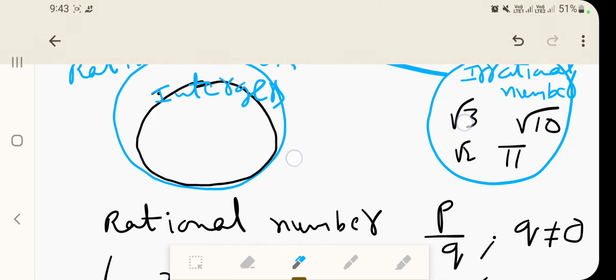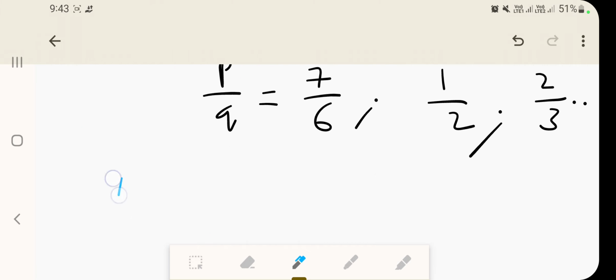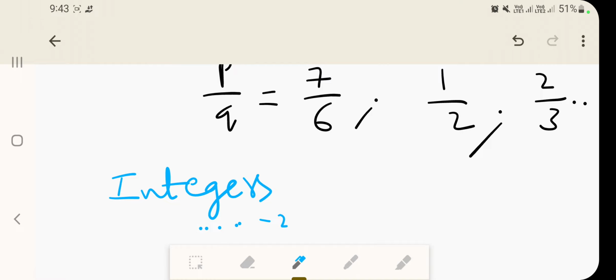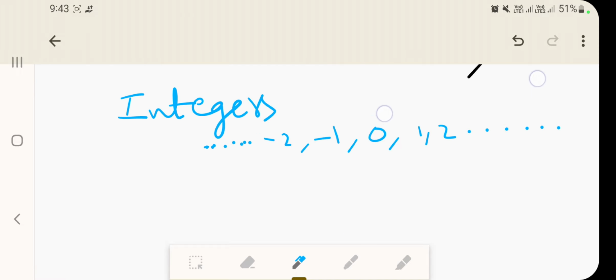So what are the integers? Integers are nothing but minus 2 and so on up to minus infinity on the left hand side, comma minus 1, comma 0, comma 1, 2 and so on up to infinity. These are called integers, right?